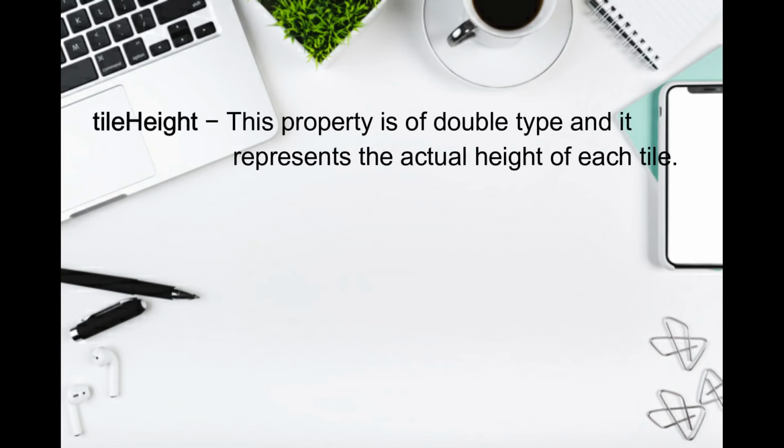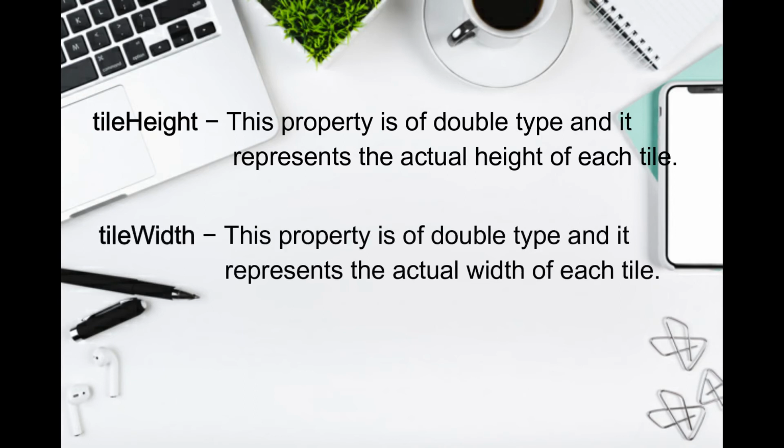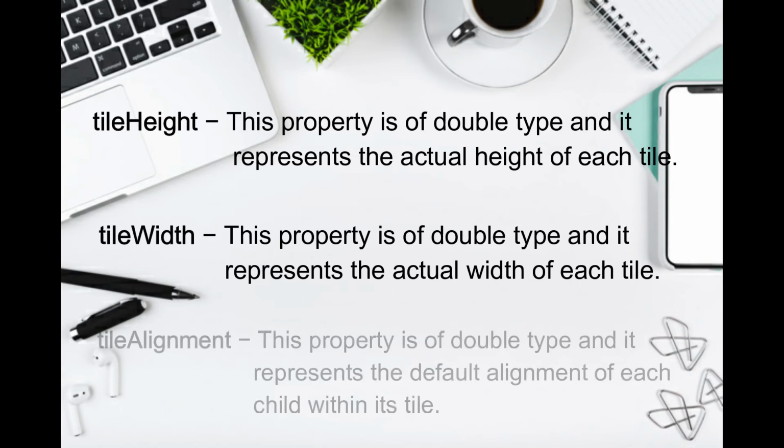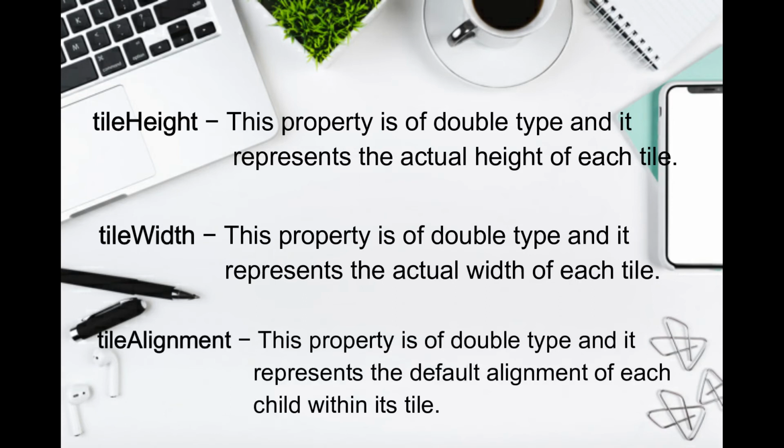tileHeight. This property is of double type and it represents the actual height of each tile. tileWidth. This property is of double type and it represents the actual width of each tile. tileAlignment. This property is of double type and it represents the default alignment of each child within its tile.